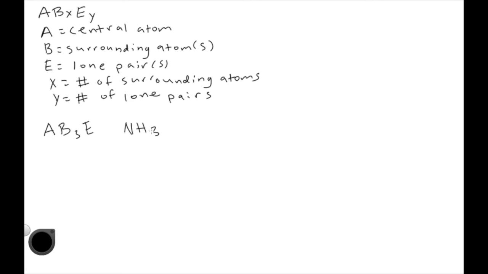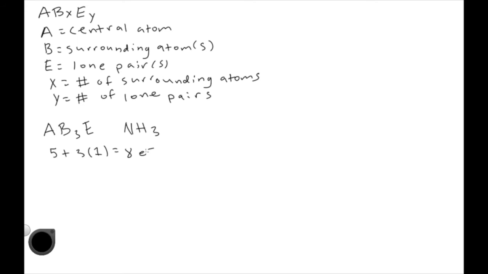So first, let's draw our Lewis structure, right? Nitrogen is in group 5, so it has 5 valence electrons. Hydrogen, on the other hand, is in group 1, so it has 1 valence electron on each hydrogen. So 5 plus 1 times 3 is equal to 8 valence electrons.